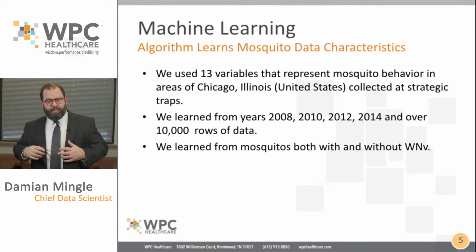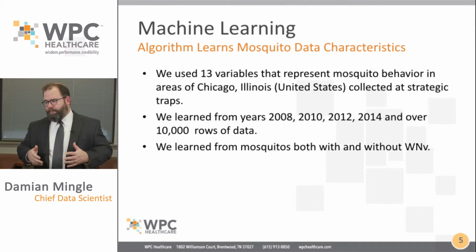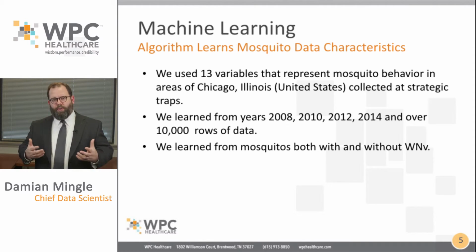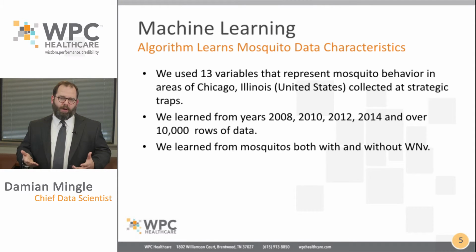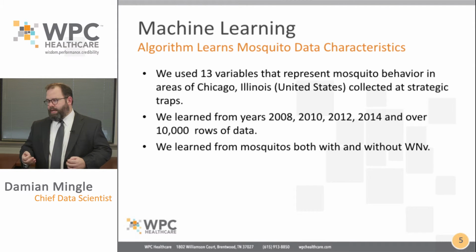We accomplish this using machine learning, and machine learning is enacted so that we can understand the data characteristics that the mosquitoes are showing over time. And so what we've used are 13 variables. These 13 variables were given to us, and they represent the mosquito behavior in the area of Chicago, Illinois, in the United States. And they have been collected at strategic traps throughout the city.